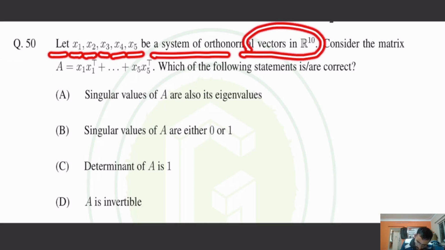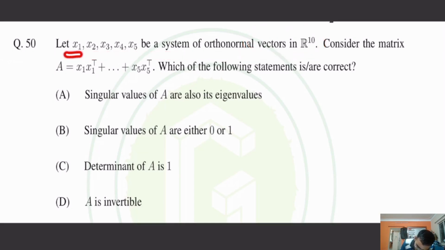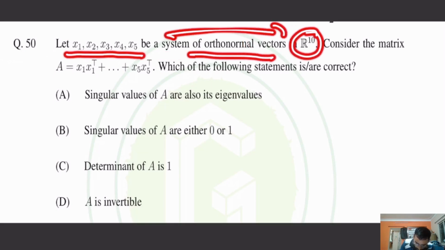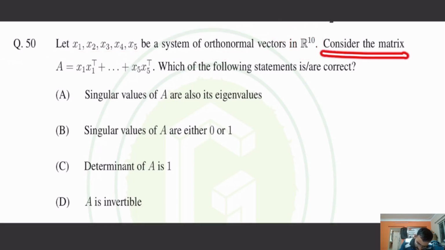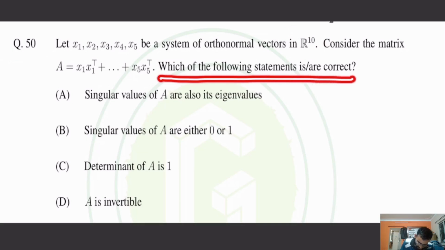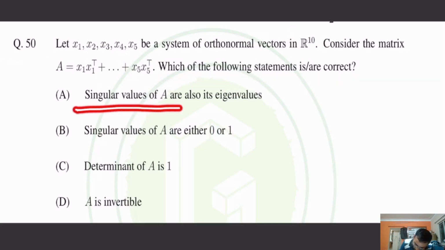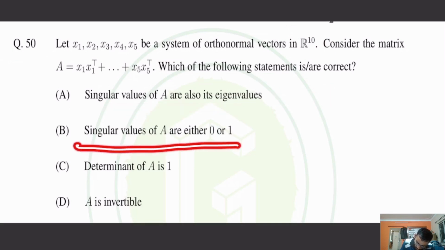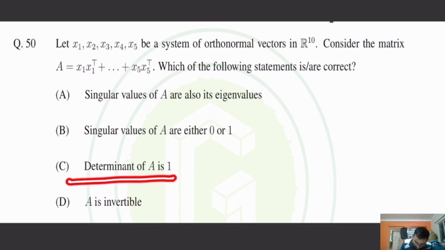So, the problem is: let x1, x2, x3, x4 and x5 be a system of orthonormal vectors in R10. Which means these 5 vectors are orthonormal and each belongs to R10. Consider the matrix A, which is x1 x1 transpose plus x2 x2 transpose plus up to x5 x5 transpose. Which of the following statements is correct? Singular values of A are also its eigenvalues. Singular values of A are either 0 or 1. Determinant of A is 1 and A is invertible.